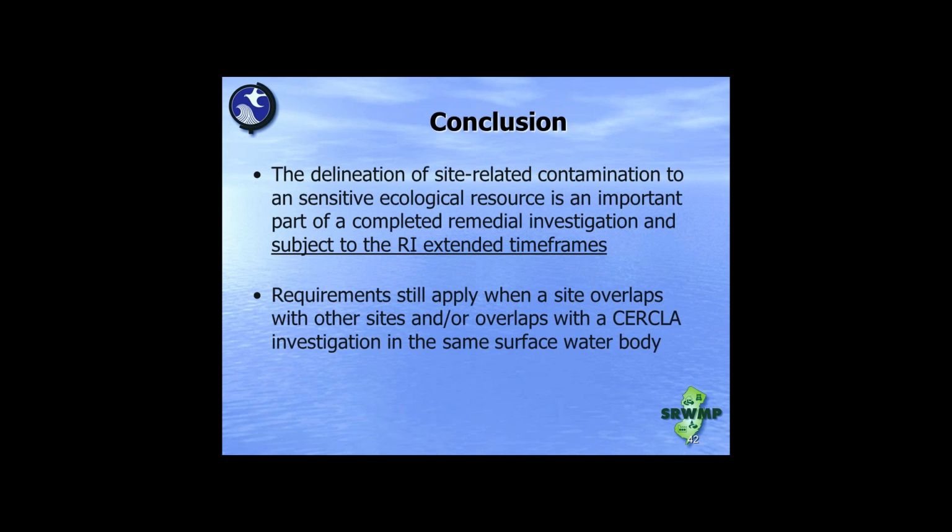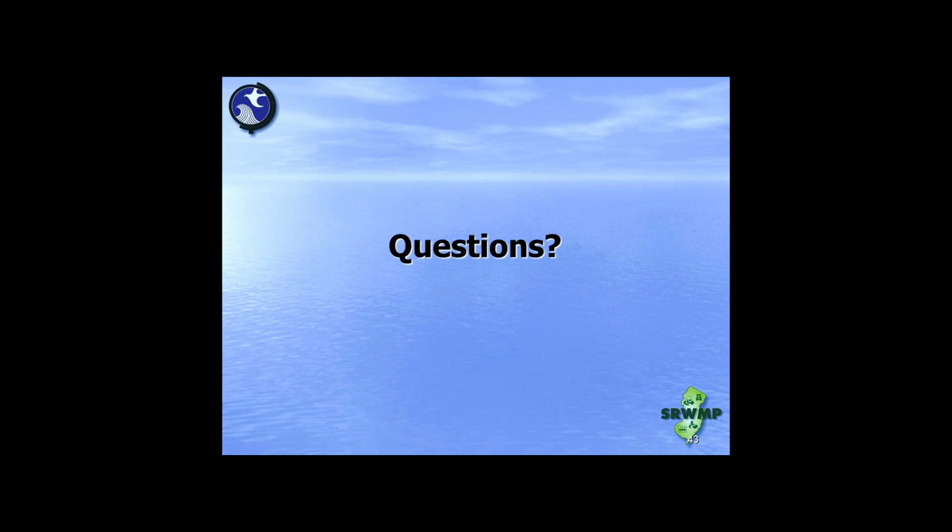So the take-home message is that the delineation of site-related contamination into a sensitive receptor area or surface water is an important part of the completed RI and must be done in this phase. And also that these requirements still apply even when a site overlaps with contamination from potentially a neighboring site, or if there's an overlap with regulatory justifications such as CERCLA. And at this time, I'd be happy to entertain any questions.